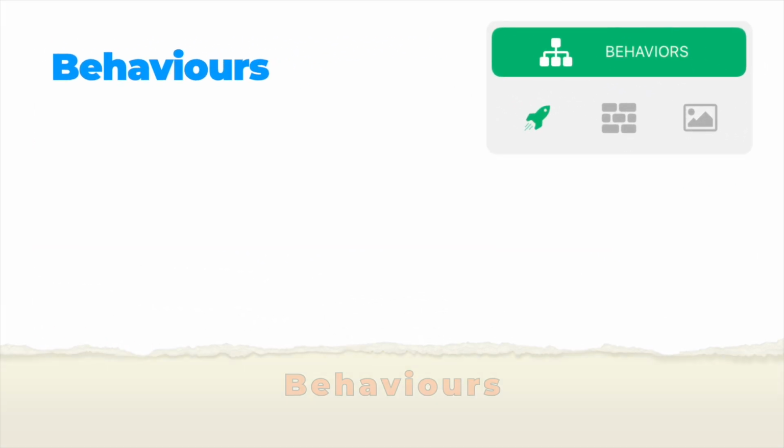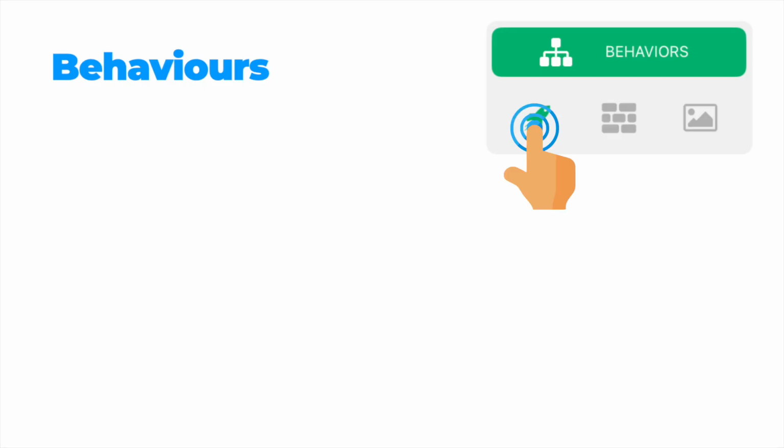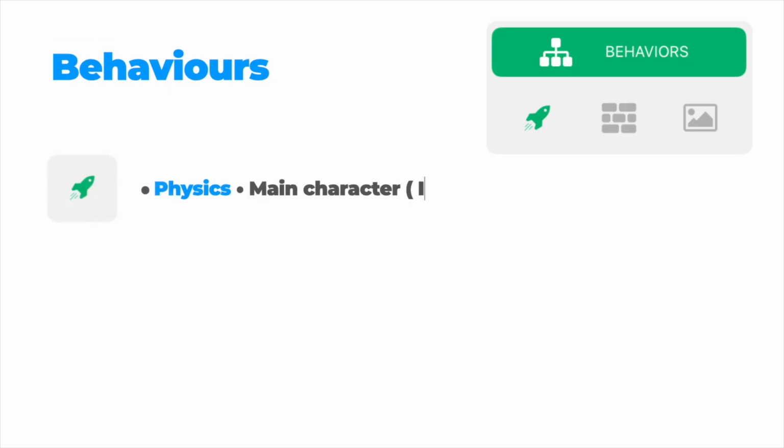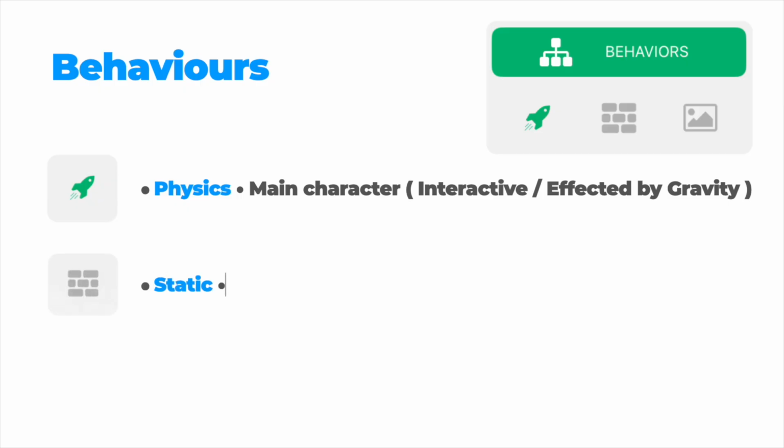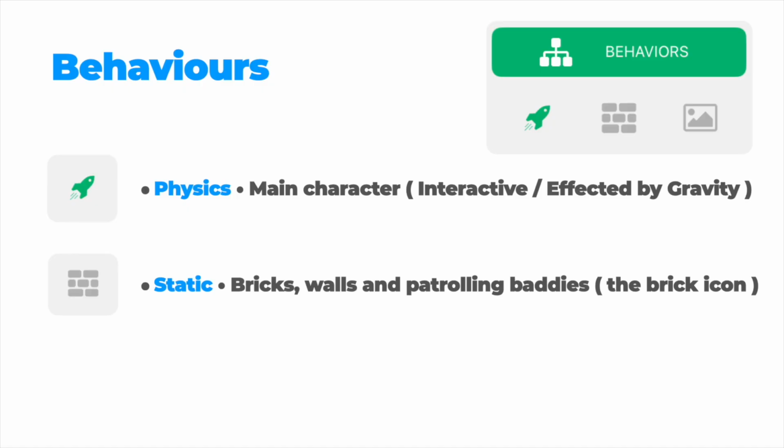The second really important concept to get your head around for hyperPad is the fact that each game entity or element that you put into the game has a different type of behavior. The first one is for main characters, the rocket icon, and that means that it will interact with the physics and the gravity. So gravity will pull you off the screen, and you can also interact with things like joysticks and the jump button. So the physics element is the first one, and that's for main characters. The second one is the brick icon for static entities like bricks and walls, but also for patrolling baddies and any other item like a coin or something that might contribute to the score. And the final behavior is the scenery background entities.